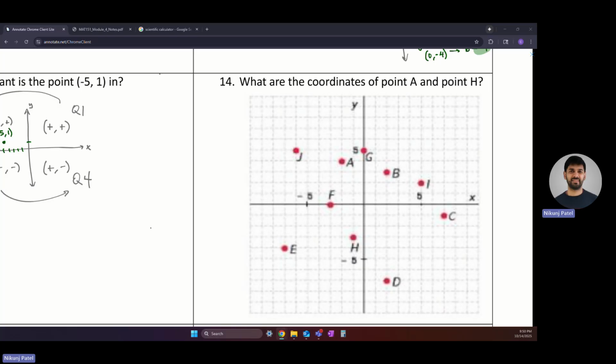Number 14 wants us to identify a couple of points in this diagram. So it says point A and point H. So point A is right there, and it looks like the x value that it's lined up at is -2, and the y value that it's lined up at on the y-axis is +4. So -2, 4, there's point A. And then point H is down here. So it looks like it's lined up at -1 and -3 for point H.